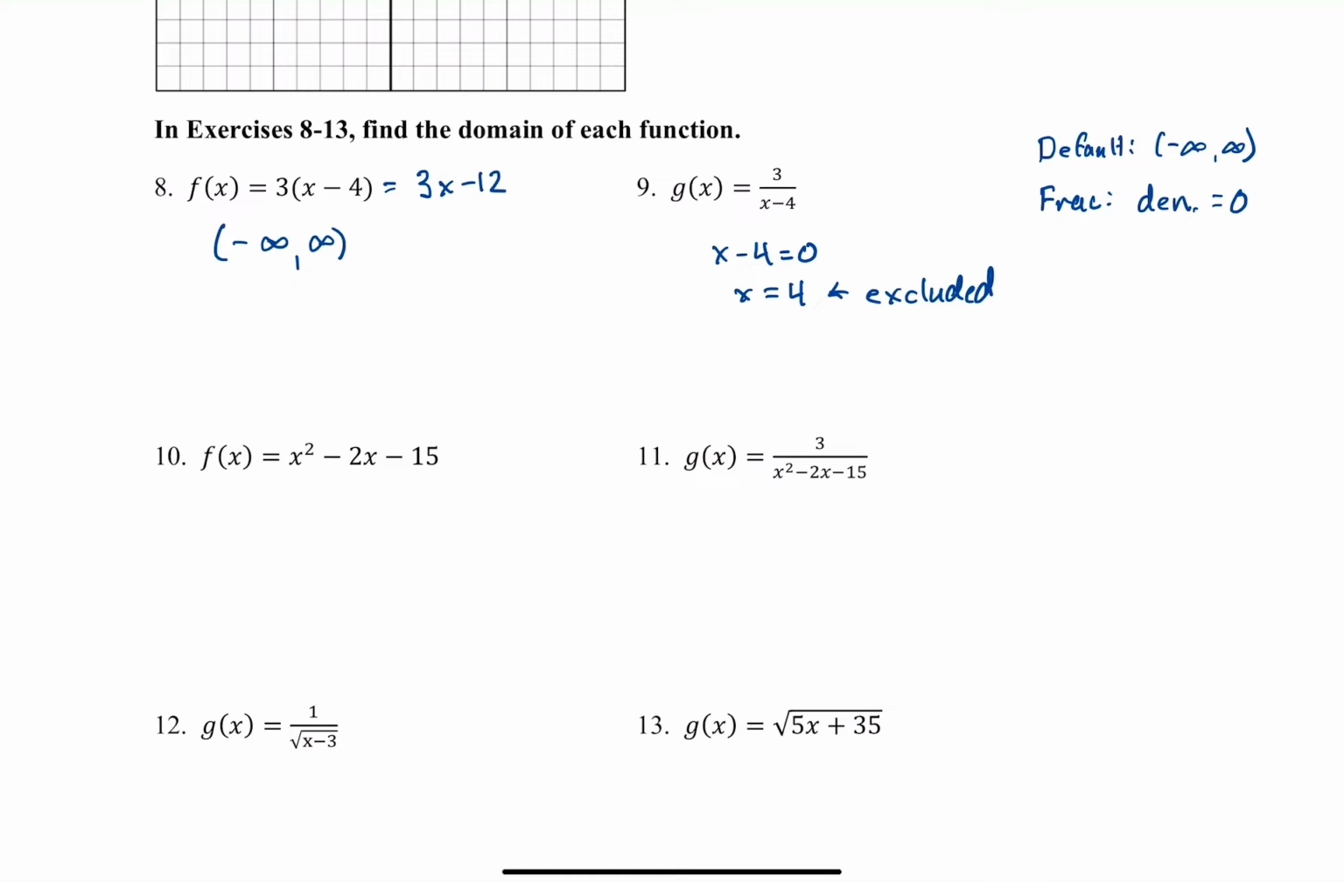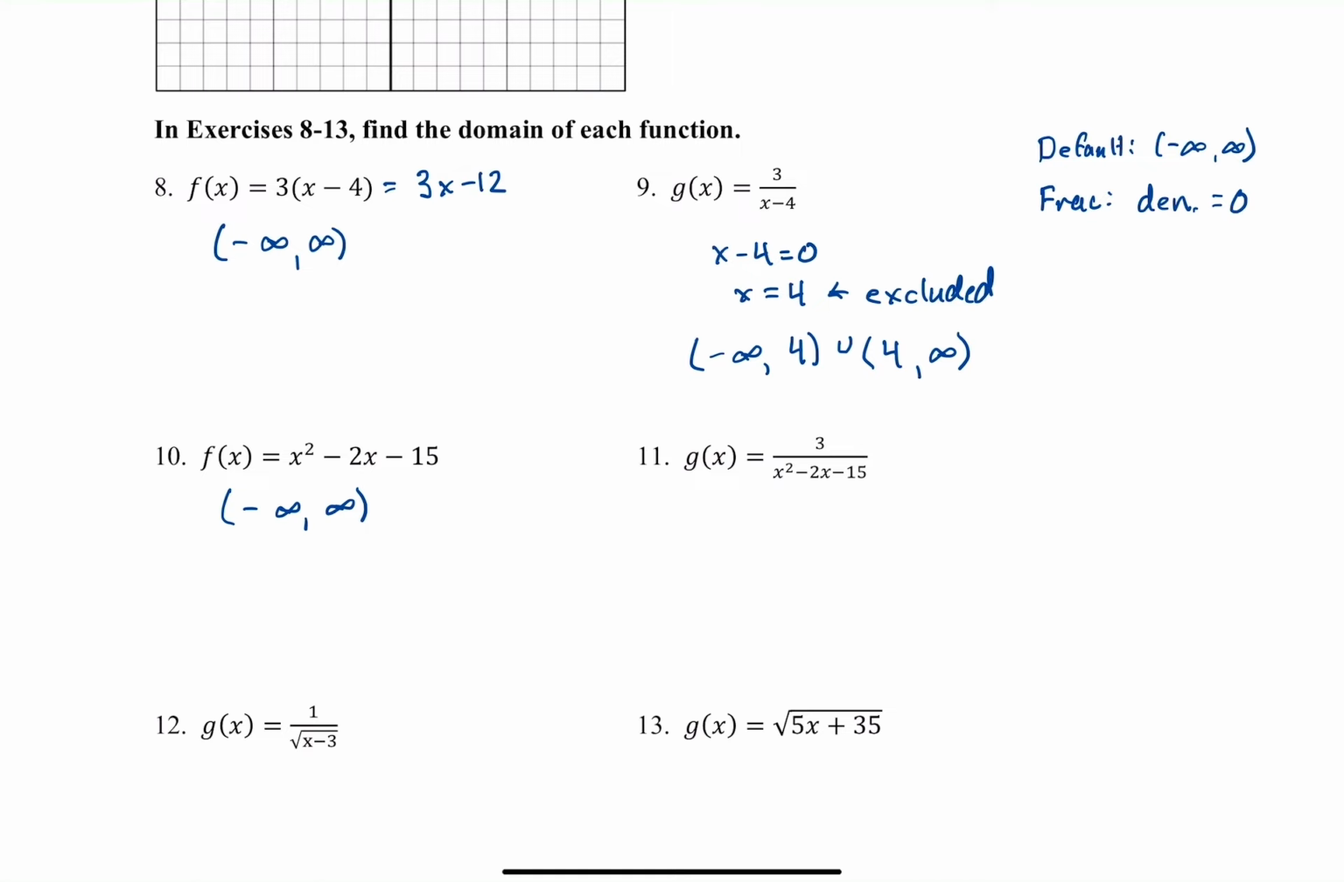So our domain is everything else, which is -infinity to 4 with a parenthesis. Parenthesis meaning don't include 4. And then we use this union symbol, and we go 4 to infinity in order to skip that single value. In the case of number 10, there are no fractions or radicals, so it's -infinity to infinity.